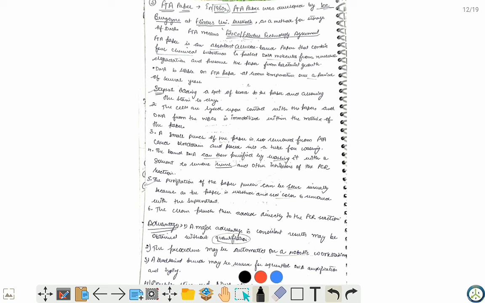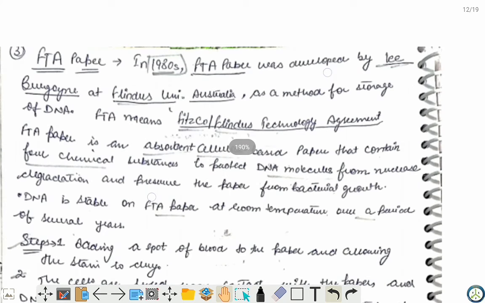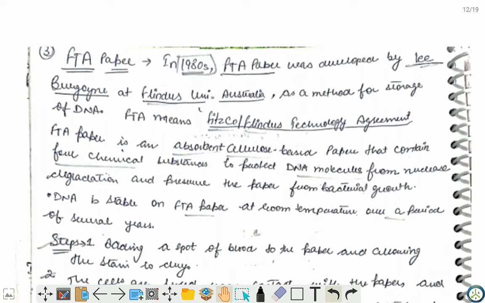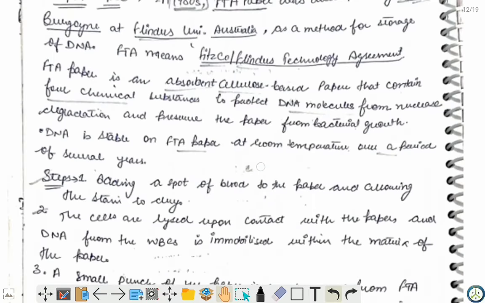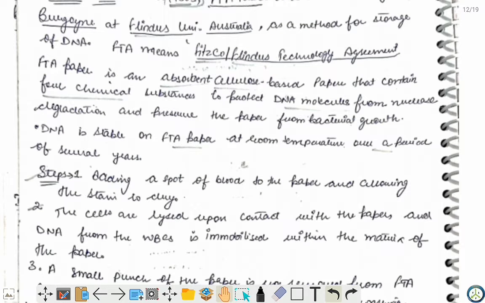Now, if we talk about the next method, that is the FTA card paper. Okay, FTA paper. So what is the FTA paper? First of all, in 1980, the FTA card was discovered by Lee Vaughan at Flinders University, Australia. So it is named Flinders Technology Agreement. That's the FTA. Okay, so we should know what the FTA card is.